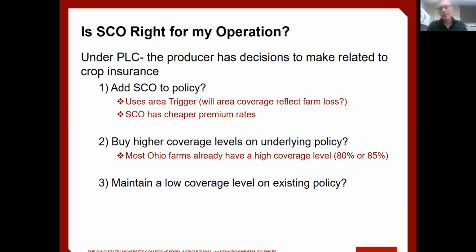Under a PLC, the producer has decisions to make related to crop insurance. You can add SCO if you'd like at cheaper rates. You can buy higher coverage levels on an underlying policy. Most Ohio farms already have high coverage levels, 80 or 85%. So if you want to get cheaper coverage, SCO is a possibility, but you are giving up something. Again, remember my story about this year, those area policies did not make prevent plant payments. And so you only get a prevent plant payment on what your underlying policy is. In this case, it might have been 60 or 65%, even though you had an 86% coverage with SCO. So just some things to keep in mind.